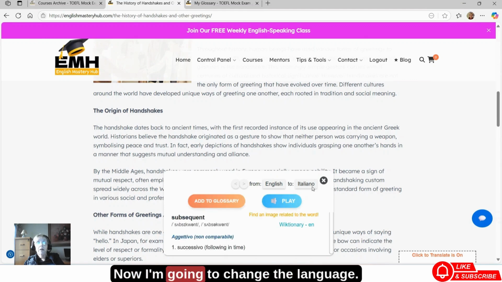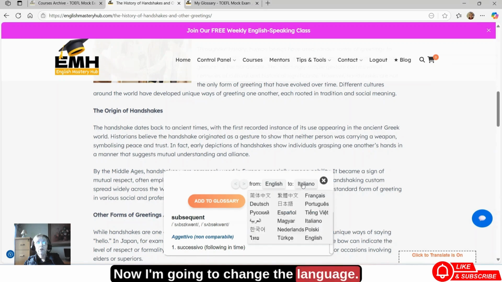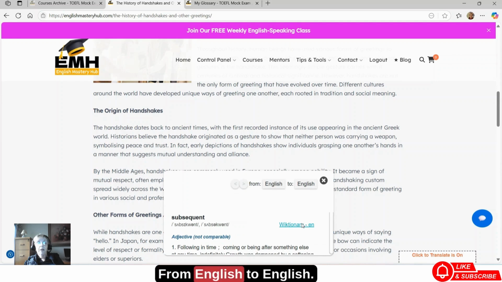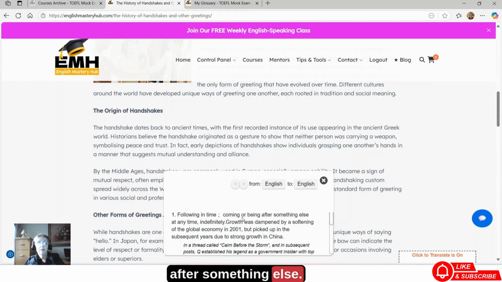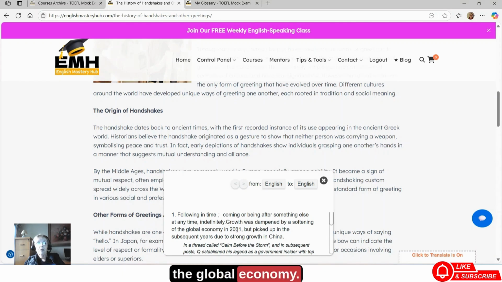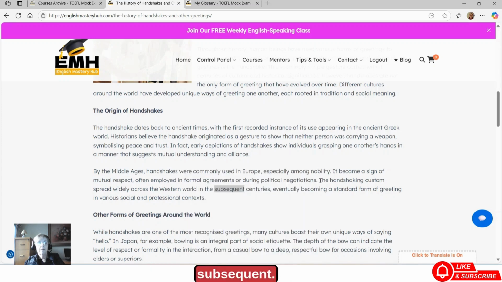Subsequent. Now I'm going to change the language back to English, from English to English. So subsequent is an adjective, means following or in time, coming or being after something else. Growth was dampened by a softening of the global economy, but picked up in the subsequent years. So there we have the word subsequent.